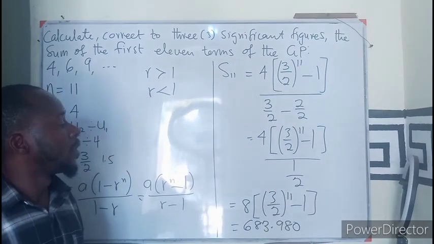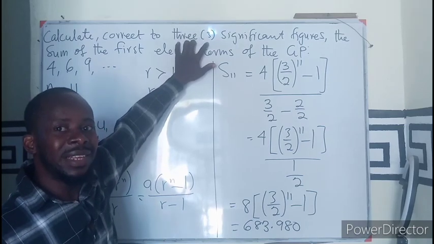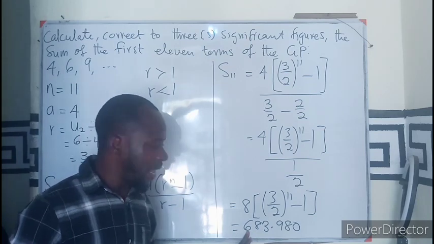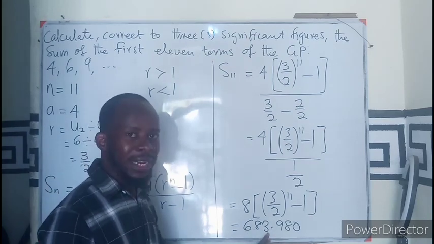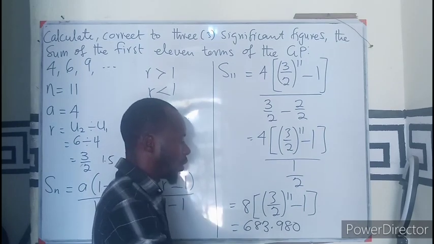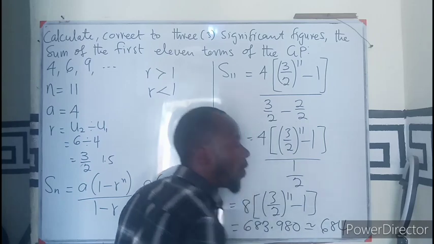683.98043 continuously. But the question is asking specifically for 3 significant figures. And this is the first significant figure, the second, the third. So we are going to stop on 3, but the next digit is more than 5. So we approximate to be 684.